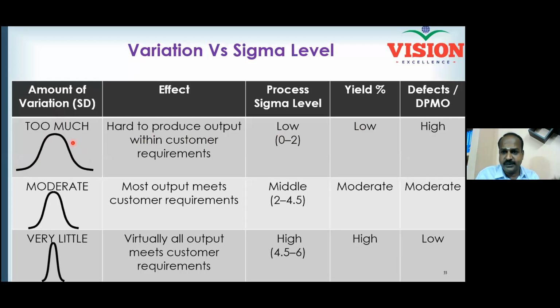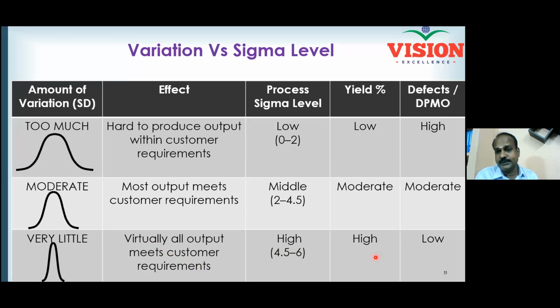On the other hand, if you reduce the standard deviation, that will push your control limit further inside towards the center. That will make your process taller. And now virtually everything you produce will meet the customer requirement. That means your sigma level will improve in the order of 4.5 to 6. A 6 sigma process in the short term will behave as a 4.5 sigma in the long term.